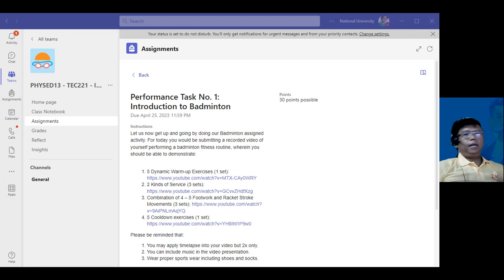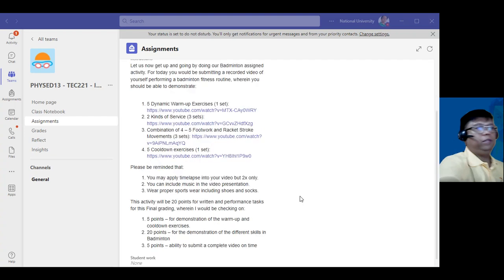So sir, technically are we just going to be copying the exercises that you have shown to us? Yes, it's as easy as that, and you just need to record yourself doing these exercises. Please be guided that you may apply time lapse to your video presentations, but 2 times only. You can include music in your video presentation, and you should wear proper sportswear including shoes and socks.